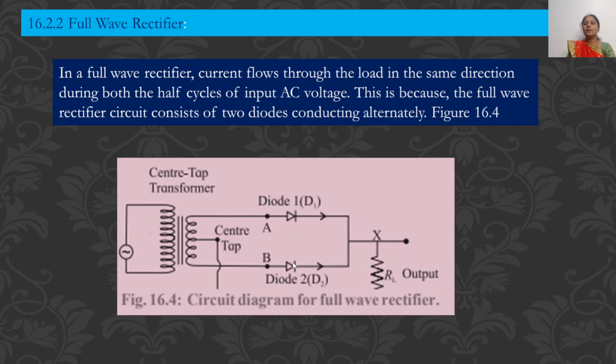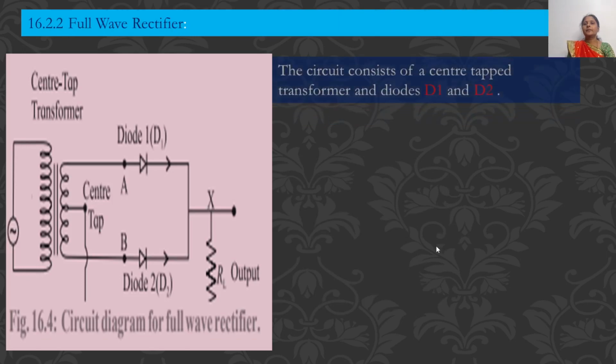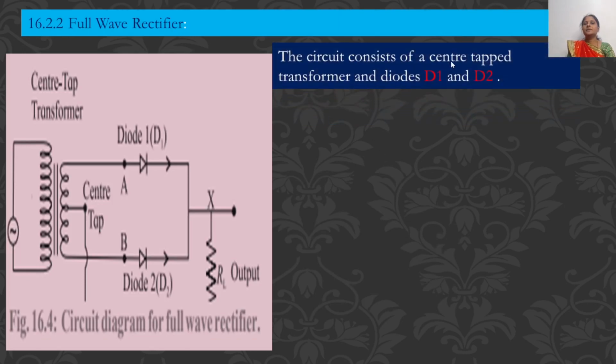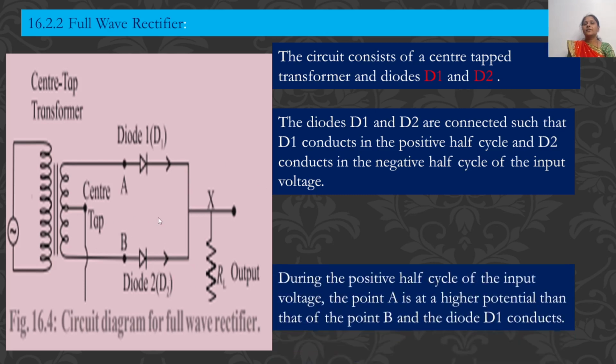These are two diodes, D1 and D2. Here the transformer is connected in series, and the output is given to RL. This converts the AC signal to a DC signal. The circuit consists of a center tapped transformer and the diodes D1 and D2. The diodes D1 and D2 are connected such that D1 conducts in the positive half cycle and D2 conducts in the negative half cycle of the input voltage.